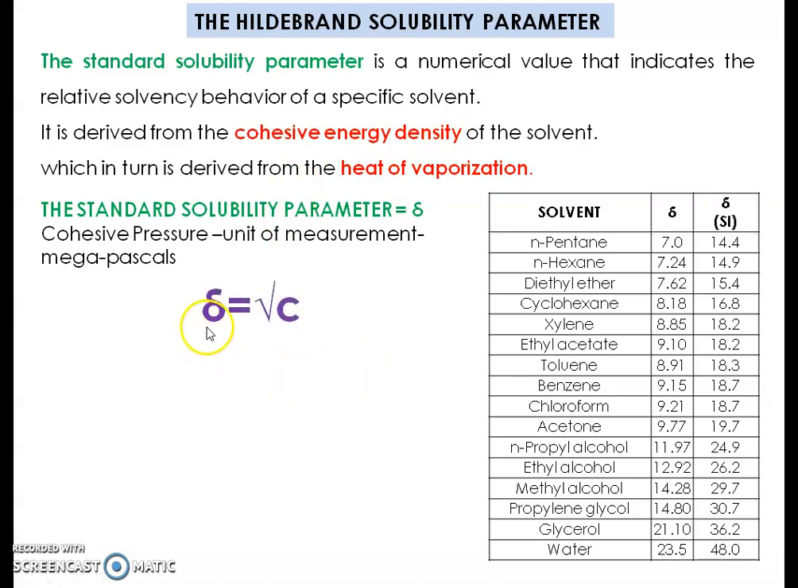So from this equation we can see that delta is equal to square root of C, and C is the cohesive energy density. So when we take the square root of cohesive energy density, we get the value of standard solubility parameter. But what is cohesive energy density again? Cohesive energy density is measured in calories per centimeter. So the unit of cohesive energy density is calories per centimeter. By taking the square root of it, we get the value of standard solubility parameter. But again there is the question, what is cohesive energy density? So now we will discuss what is cohesive energy density.